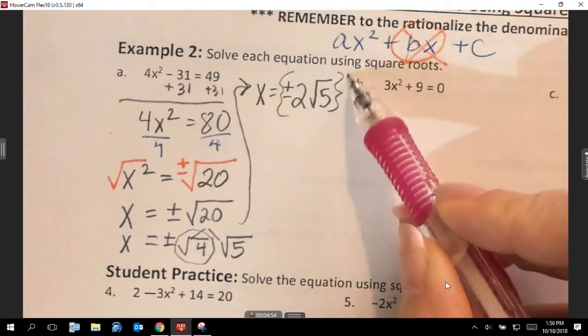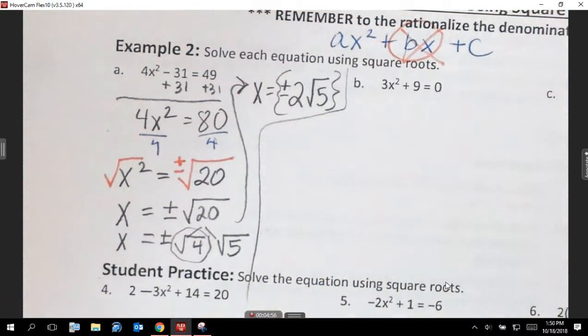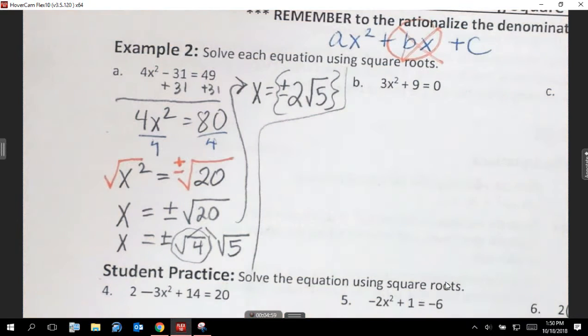So that's it, the 2 answers for x for that. And we're not doing x-intercepts, so you don't need to write ordered pairs, just solve them for x.